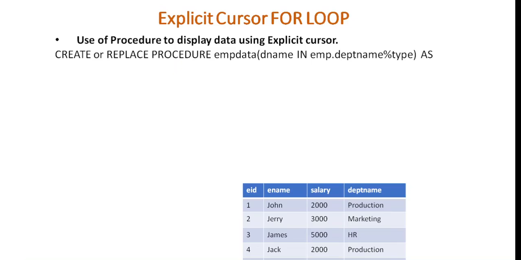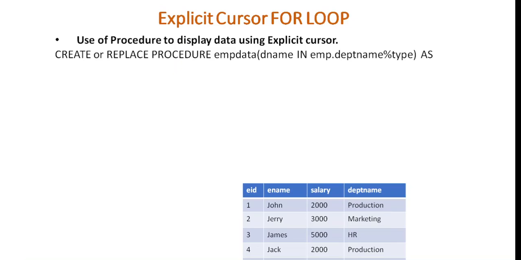You are already familiar with this syntax: create or replace procedure, then procedure name. Now here my procedure name is EMP data. Then in brackets you need to write down the parameters for that procedure. Now a procedure receives 3 different types of parameter: IN parameter, which is an input type of variable; OUT parameter, which is used to output data; and IN OUT parameter, which is used as an input as well as an output variable.